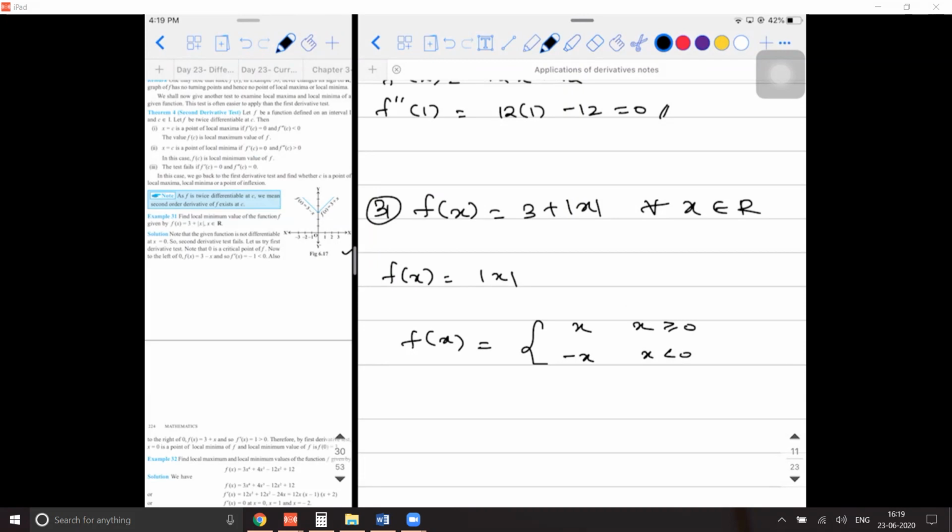Now what am I supposed to do? I have 3 plus mod x. So what should I do? So add 3 on both the sides. So f of x will be equal to 3 plus x. What should I write? It is 3 plus x. Greater than 3? No. Then minus 2. Then x is still greater than 0 only.